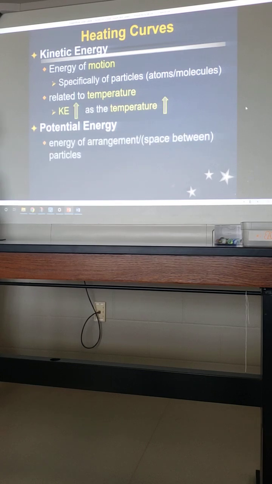Potential energy is the energy of the arrangement of the molecules, the space between them. So this is something that I've been harping on the whole unit. This all kind of comes down to the space between the molecules, and that is actually related to potential energy. So there's something called the law of conservation of energy, where energy cannot be created or destroyed. It just kind of goes back and forth between these two main forms of energy, all right?